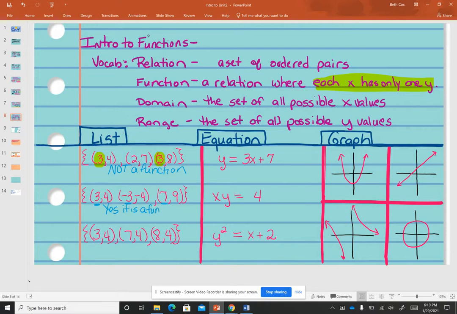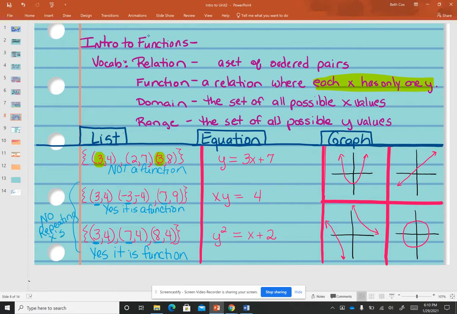And then the last one, let's look carefully. 3, 7, 8 looks good, but hey, 4. It's got a repeated y. Is this a function? Yes, it is a function because it does not matter if the y is repeating or not, just if the x is repeating. So we're looking for no repeating x's. No repeating x's or no 2 timing x's.